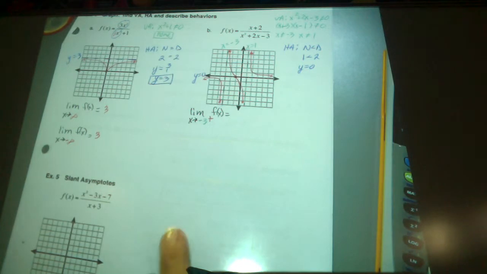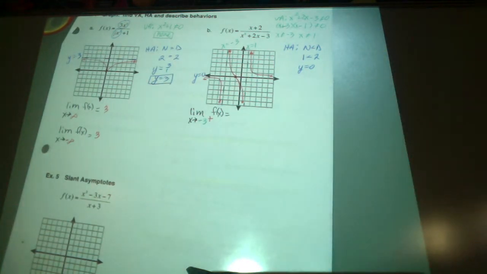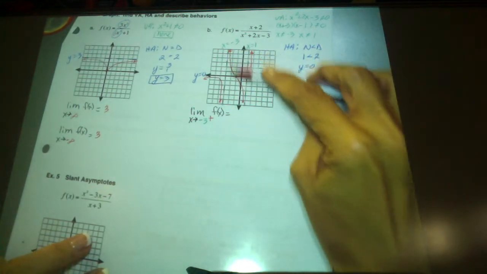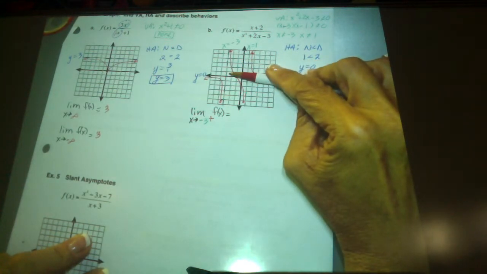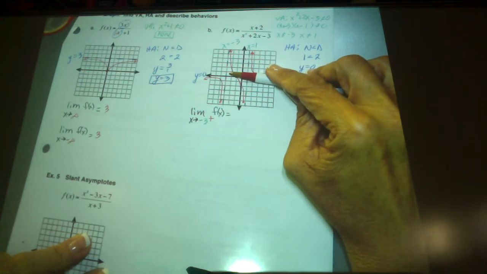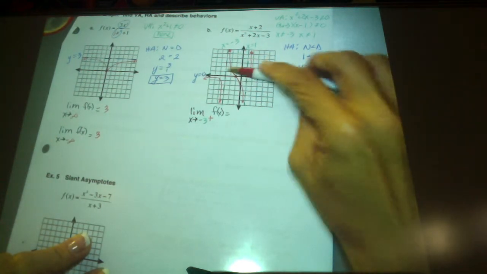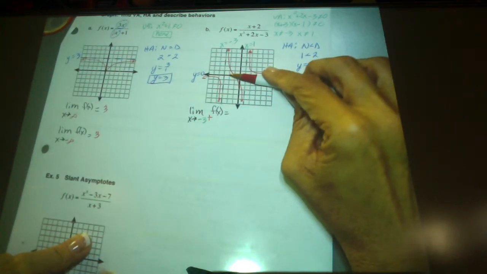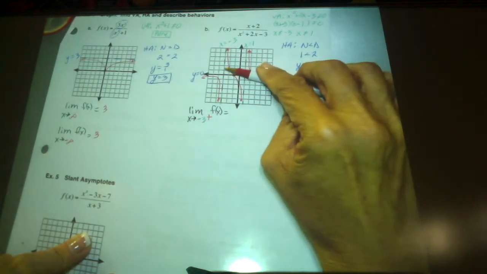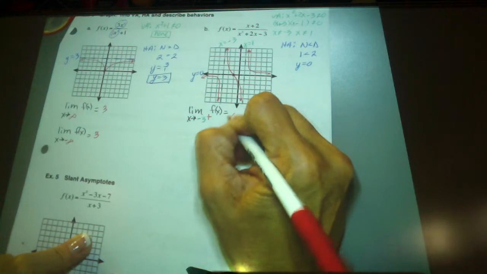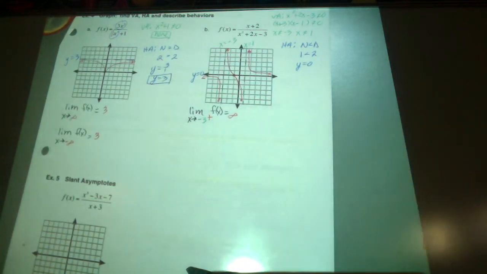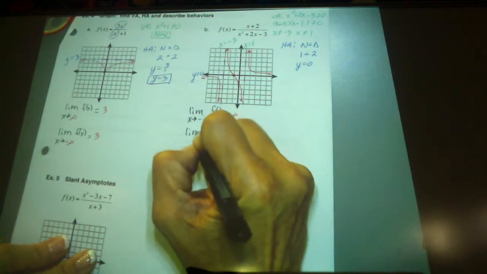So let's look. As I approach -3 right here from the right-hand side, am I on the right swoop, the left swoop, or the middle S? Which is most directed to the right? Isn't the S correct? So as I approach and get closer to -3 on the right-hand side, what is the graph doing? It's going up without bound, isn't it? Isn't that positive infinity? So then we're going to approach -3 from the left side.